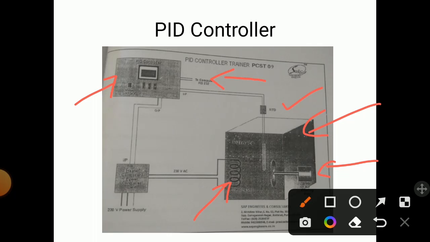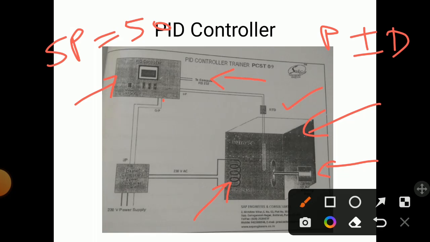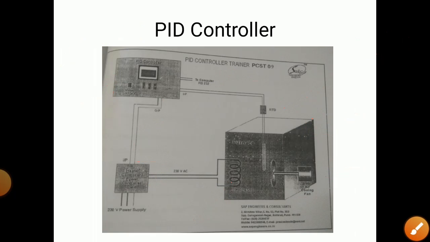Also, we can set the temperature in the furnace. That is called the set point value that we can set. Suppose we have set the set point value in the furnace to 50 degrees Celsius, and according to this and the values of PID, the controller gives a signal to the heater coil. Okay, so like this, a control signal is given to the heater coil. So you understand, the working is very simple.